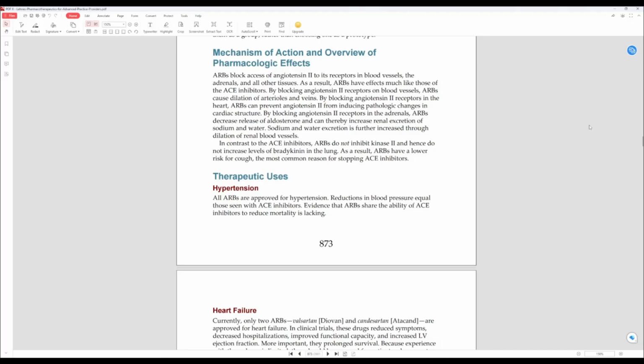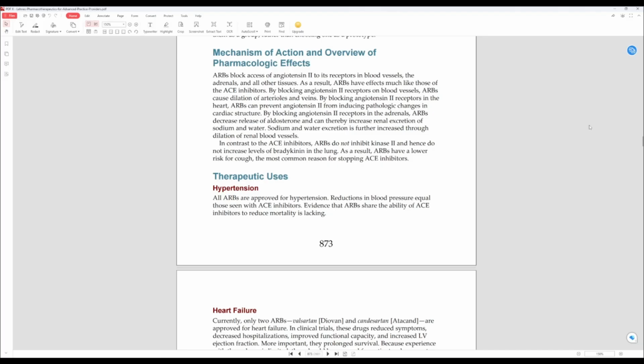By blocking angiotensin II receptors on blood vessels, ARBs cause dilation of arterioles and veins. By blocking angiotensin II receptors in the heart, ARBs can prevent angiotensin II from inducing pathologic changes in the cardiac structure. By blocking angiotensin II receptors in the adrenals, ARBs decrease release of aldosterone and can thereby increase renal excretion of sodium and water. Sodium and water excretion is further increased through the dilation of renal blood vessels.